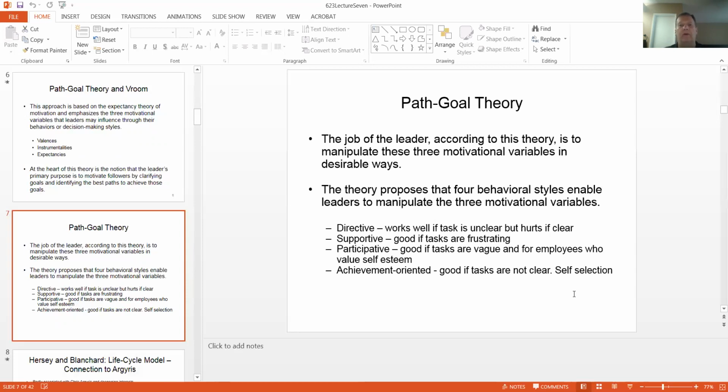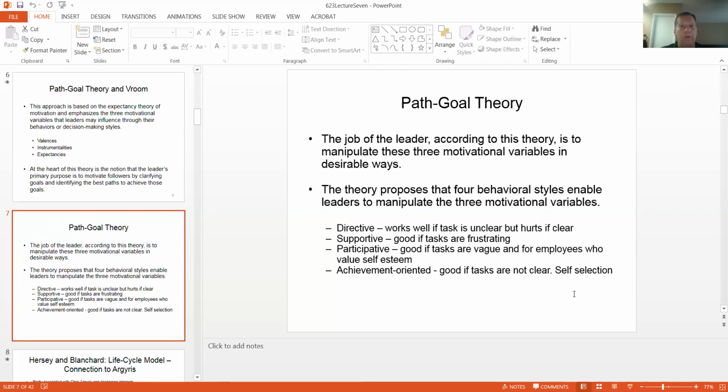or a supportive behavioral pattern. In the supportive pattern, you are, again, supporting your employees, providing them with the support that they need to achieve the goals. It's a kinder, gentler, warmer, fuzzier way of leading. It's good to provide that level of support to your employees if tasks are very frustrating.